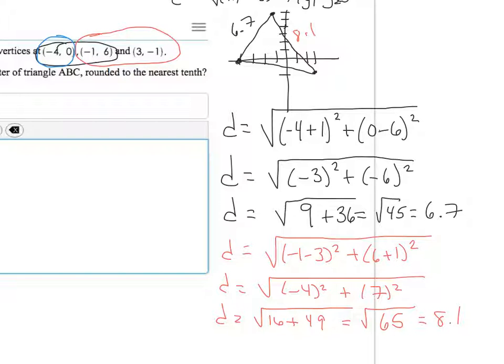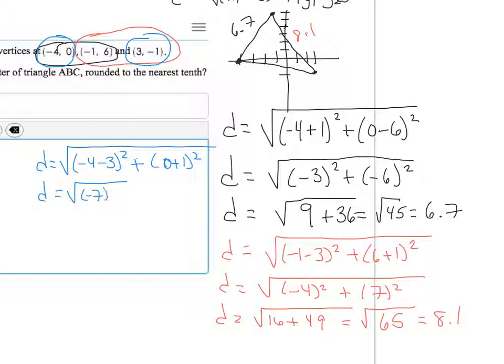So now I'm just going to do it one more time. I'm going to find the distance between these 2 points, and then I'll just add those numbers up. So we have (-4 minus 3) squared plus (0 minus 1) squared. That's negative 7 squared plus 1 squared. So that's 49 plus 1. So that's the square root of 50. Square root of 50 is about 7.1.